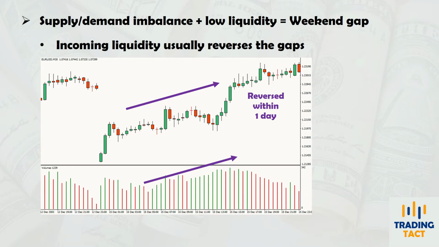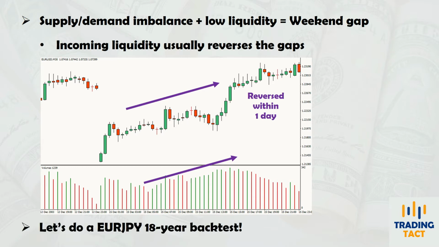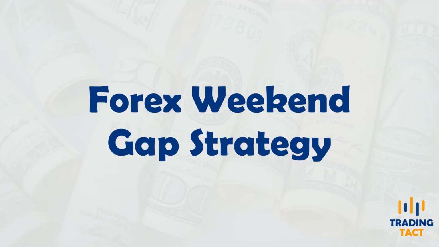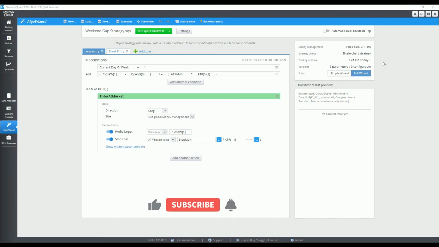To find out whether these gaps can be exploited, a few observations aren't good enough. Let's test our gap reversal hypothesis by doing a long-term backtest on the 1-hour Euro-Yen. I'll whip out AlgoWizard and program a simple mean reversion strategy.